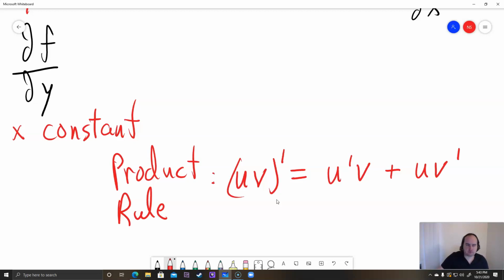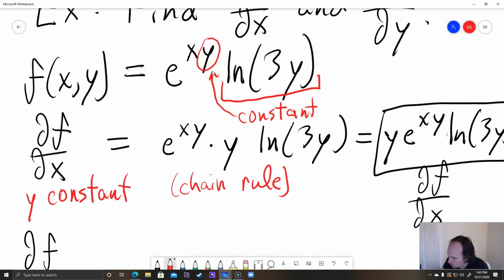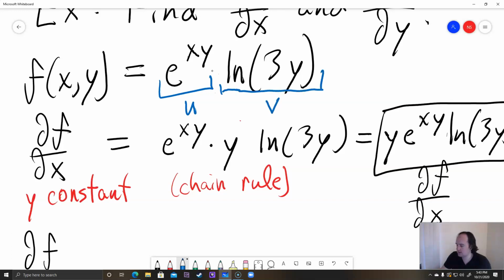So here, since both of these factors involve y, and y is not a constant this time, we're going to have to use the product rule. We just have to. Let me do that in a different color, in blue now. So we're going to be using the product rule here. This is our u. e to the xy is u, and then ln of 3y is v. So this time, because y isn't a constant, we actually have to use the product rule.